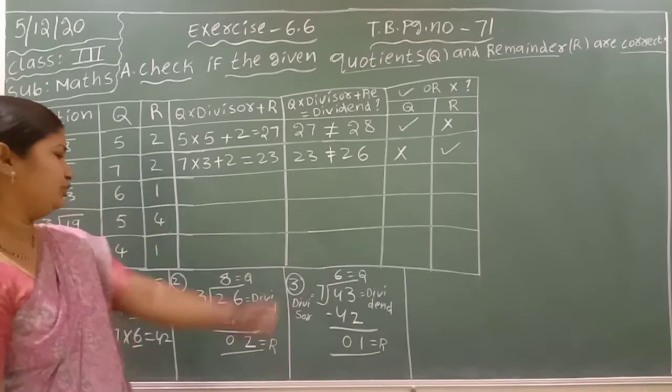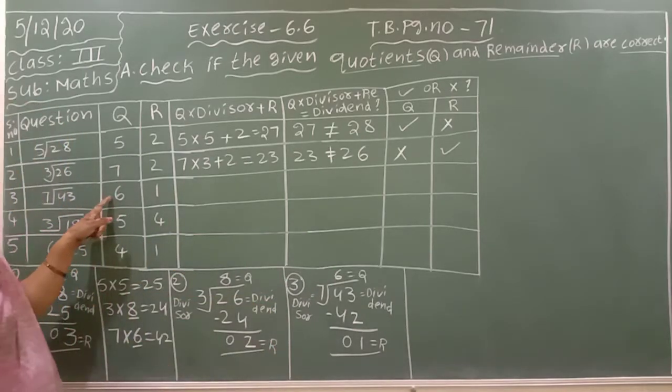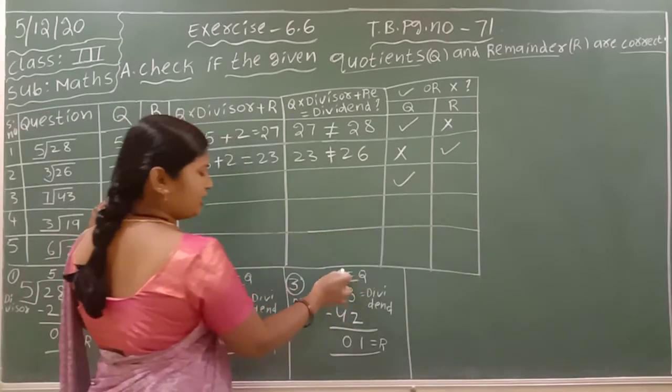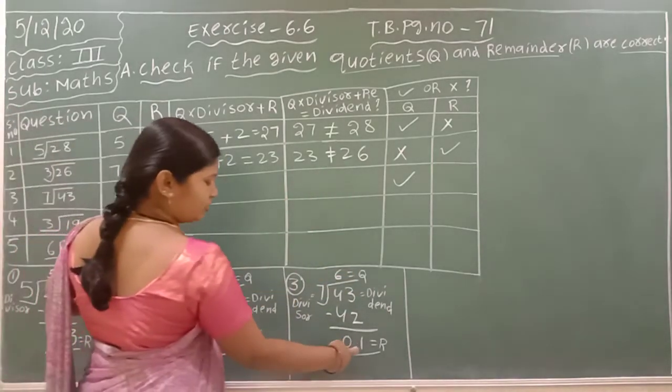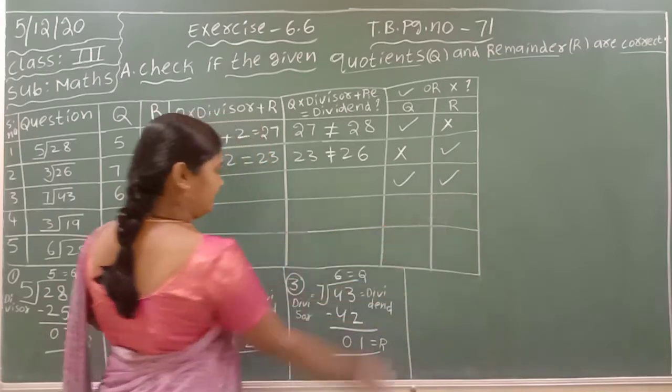Using this, we have to check. Quotient they given 6. So, we got also 6. It is correct. Remainder they given 1. We also got 1. It is also correct.